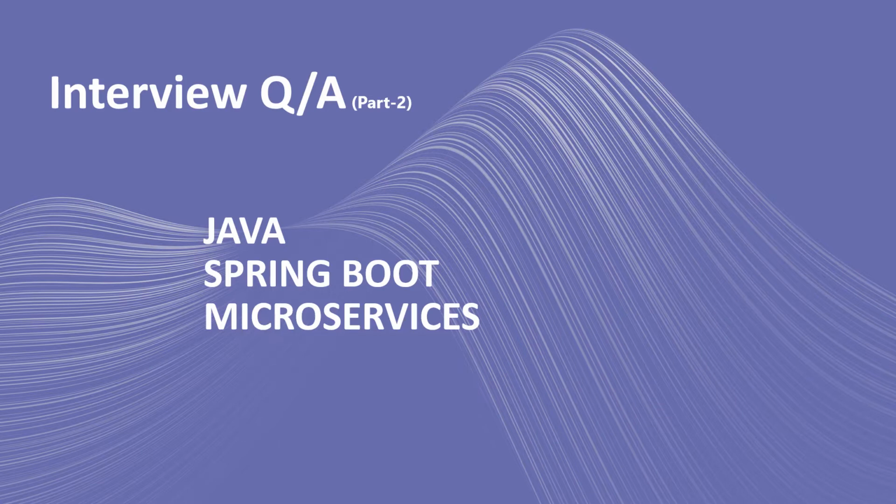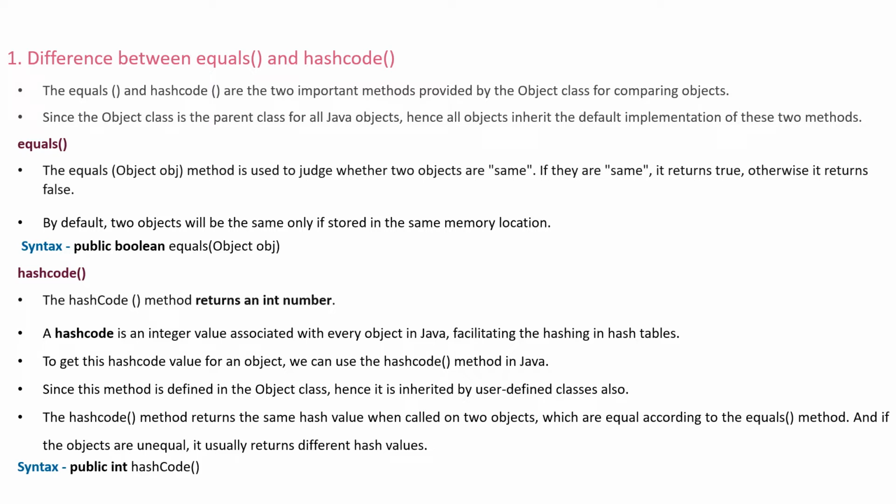So the first question here is related to Java: the difference between the equals method and hash code. The equals and hashCode are the two important methods provided by the Object class for comparing objects. In the previous video, if you remember, we got equals and hash code in the HashMap question: can we use a custom key in the HashMap? So what exactly are the equals method and the hash code method in Java?